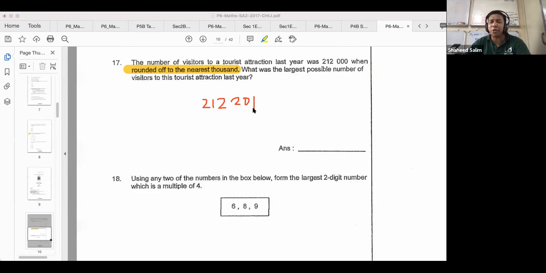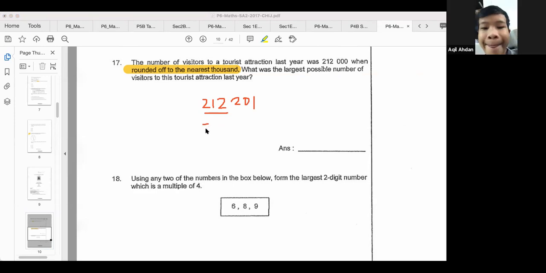Almost there, Darwish, almost there, but you got it wrong. Congratulations to Mr. Akil, you got it. But now, what about the rest? Can you get it or not? Can be 212,000 lah. 212,000.